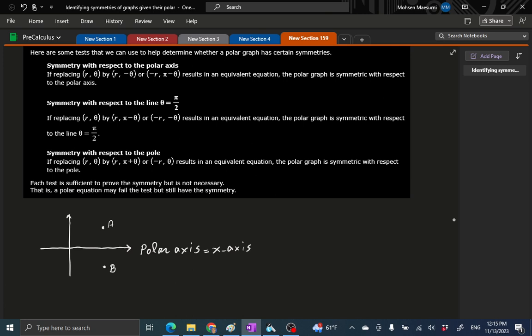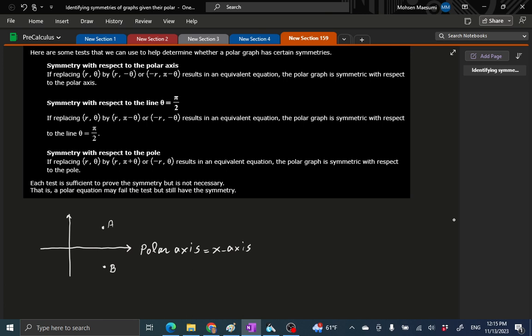In college algebra, A has a positive y coordinate, B has a negative y coordinate, and we say if you change y to minus y in the equation and the equation doesn't change, then it is symmetric with respect to the x-axis. Well, how do we do that if everything is expressed in polar language? How can we tell something is symmetric with respect to this axis?